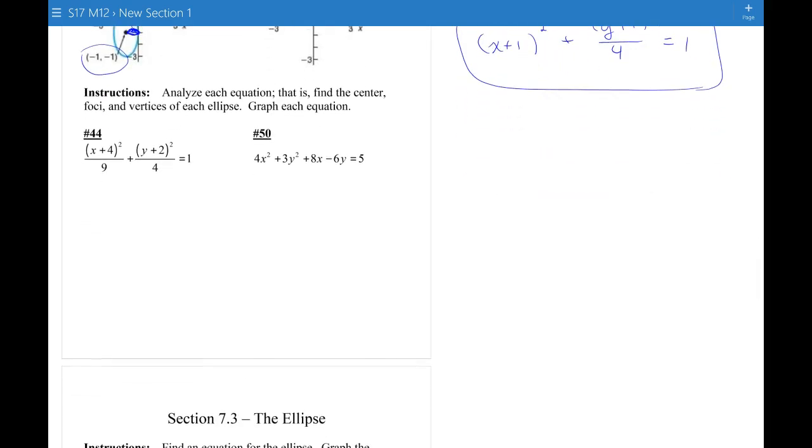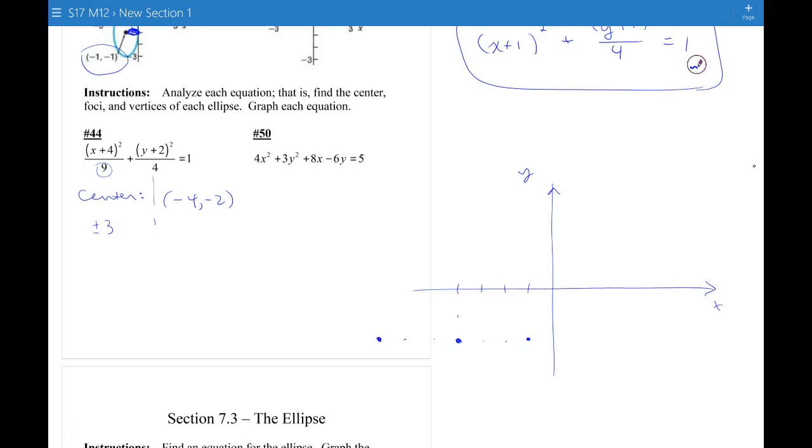Okay, so let's look at number 44. We can see that the center is (-4, -2). So the center is going to be at (-4, -2). Label my graph. Under the x coordinate, I see 9, so I go plus or minus 3 in the x direction from the center. And under the y, I see 4, so I'm going to go plus or minus 2 in the y direction from the center.